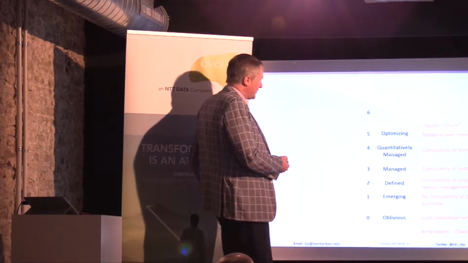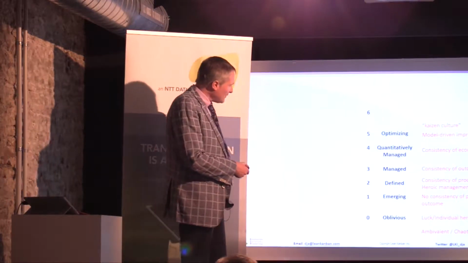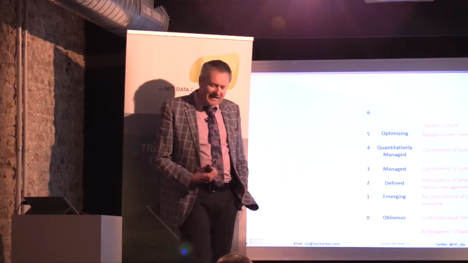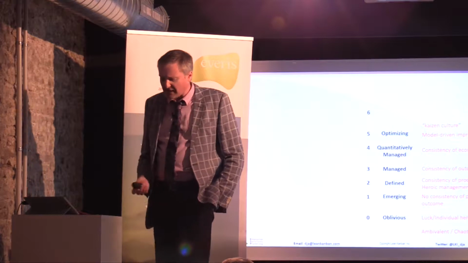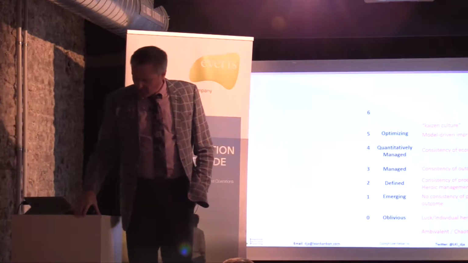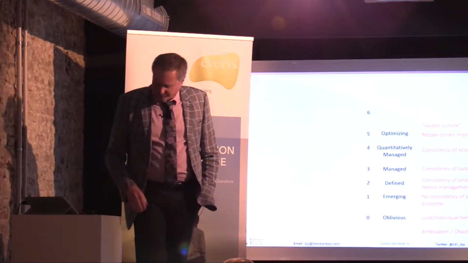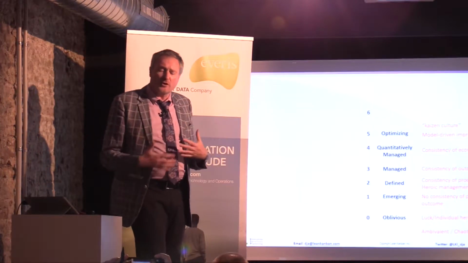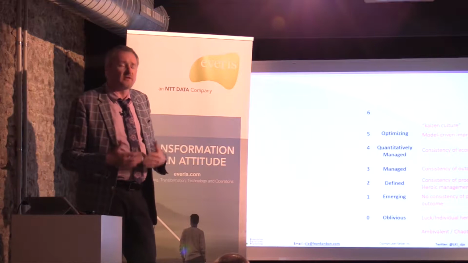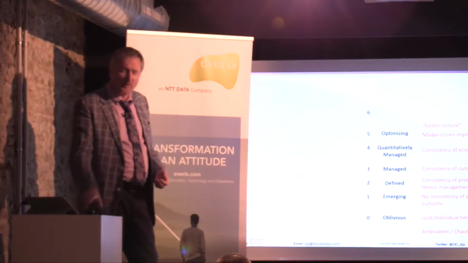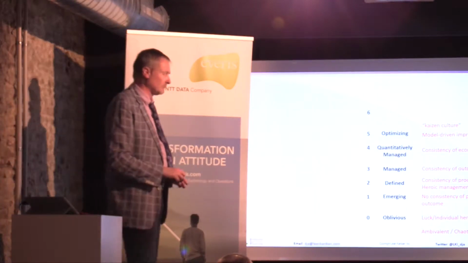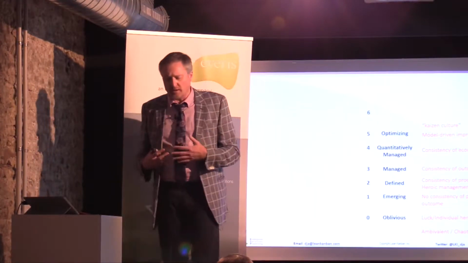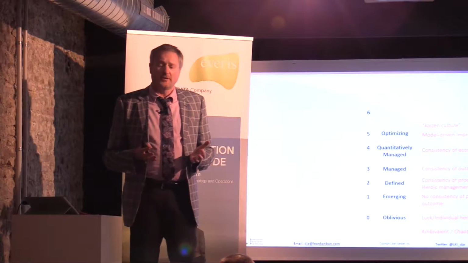Level 5, optimizing, the name that the CMMI uses, that means model-driven improvement and a Kaizen culture. What does that mean? Kaizen is a Japanese word meaning continuous improvement. And a Kaizen culture means that anyone in the organization is empowered to suggest new and better ways of doing things.